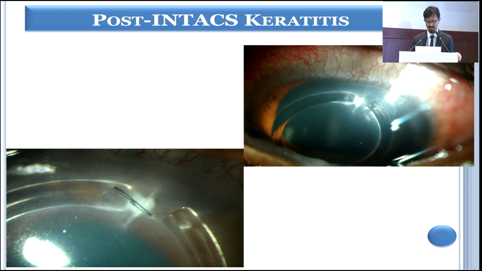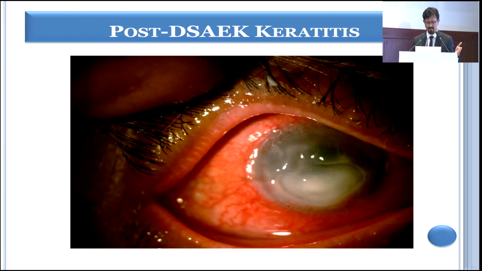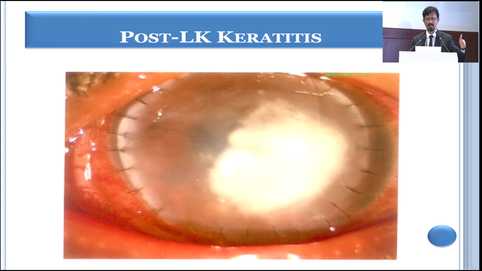Again, post-intact keratitis, this is mostly seen, whatever reports are there, staphylococcus has been commonly seen. Infection after CXL has been seen. Infection after corneal graft is commonly caused by gram-positive cocci. Post-DSEK or post-anterior lamellar keratitis, if it is early, in more than 90% of cases the source is the donor tissue. Check the culture of the donor tissue, you will get the organism, and then you treat accordingly.